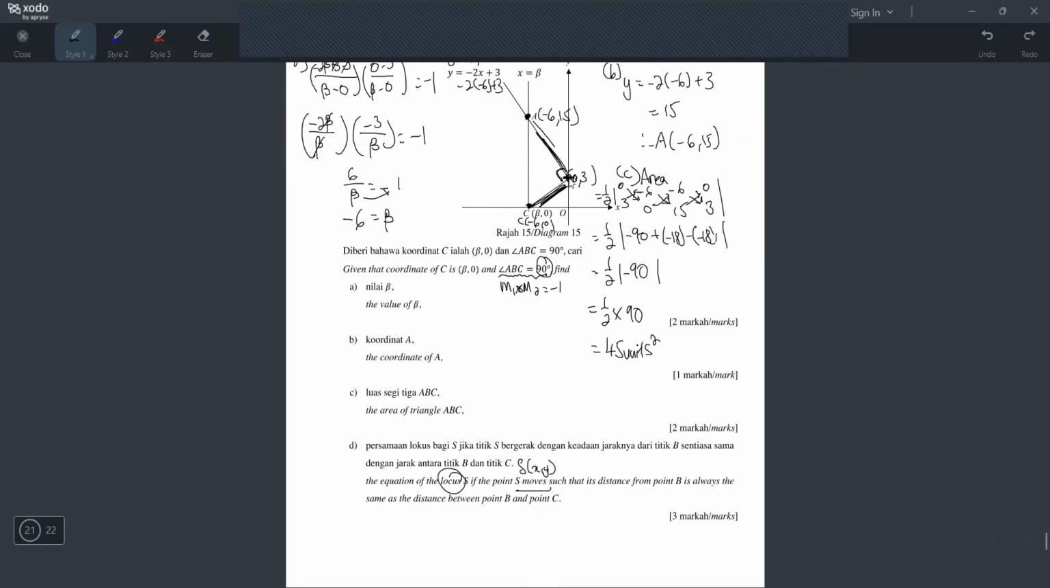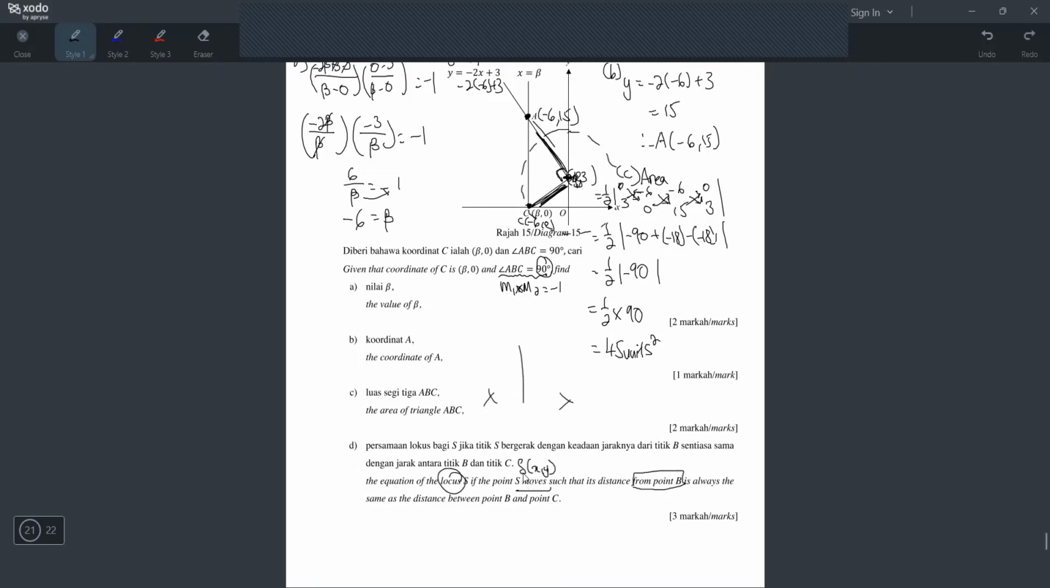So this is point B. Okay, this one is point B, 0, 3. So S has to move from B and it's always the same. Distance from B is always the same. It means S will move like a circle around B. All right. When we do locus, we just look at what they say, from whom. If they say from one point, must be a circle. If from one point.